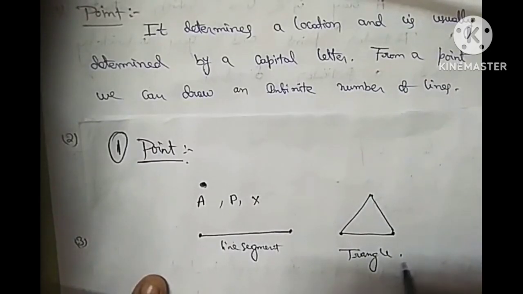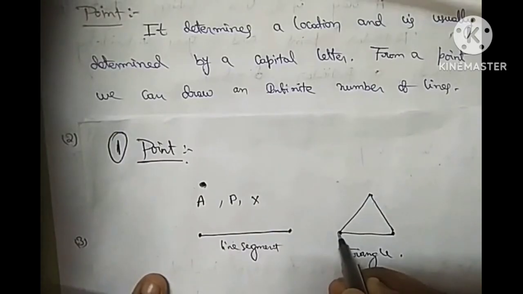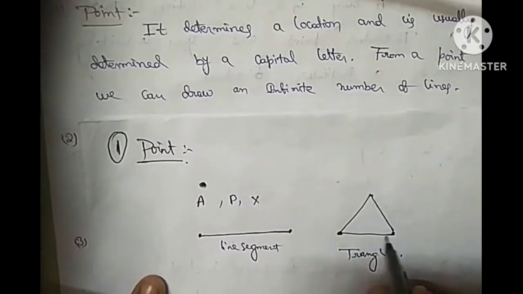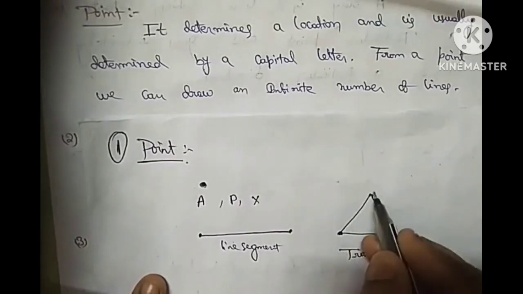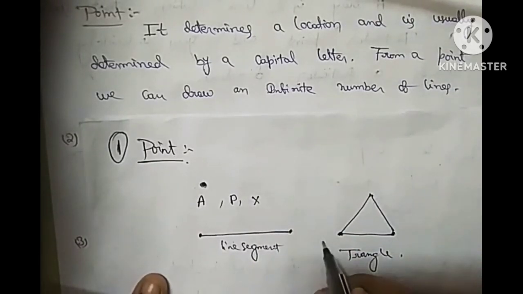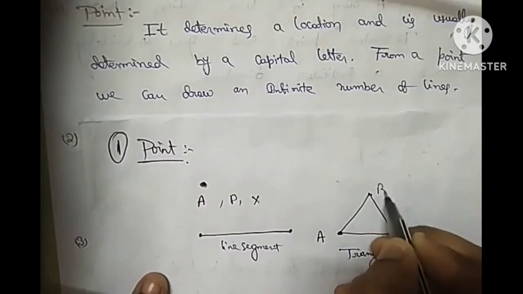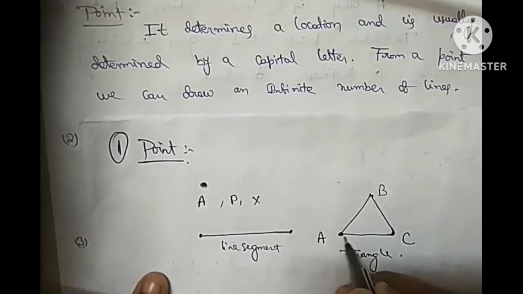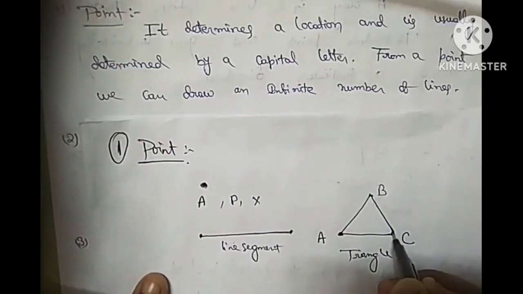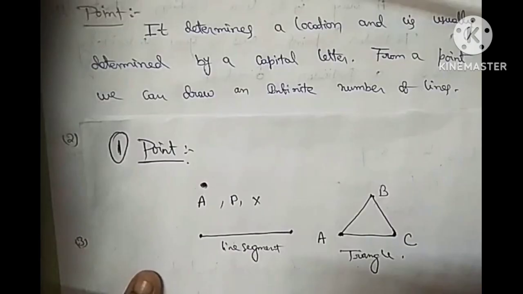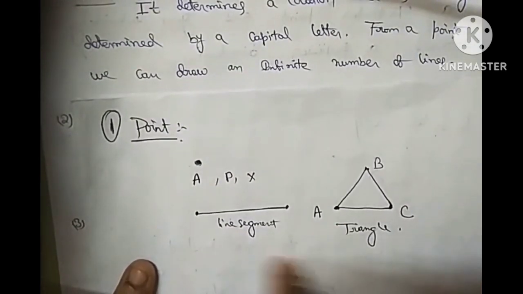So this means the point itself determines a particular location, and is usually determined by a capital letter. If we should name these three points, how can we name them? A, B, C. We will determine these points by the capital letters A, B and C in the triangle. Like this only, if we draw any geometrical shape, then we have to name or determine the point by a capital letter.